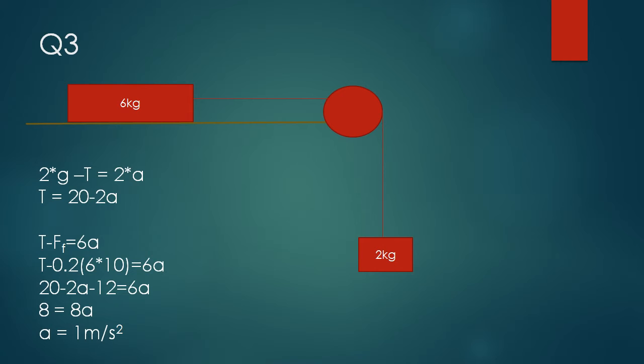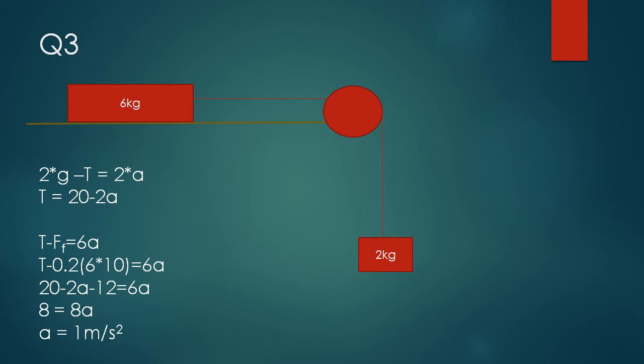If we write it that way, we would have 2 kilograms times the acceleration due to gravity minus the tension of the rope equals the 2 kilogram weight times the overall acceleration of the system. And if we isolate with respect to the variable T, we would have T equals 20 minus 2 times acceleration. Now we can look at our 6 kilogram block. The 6 kilogram block actually has the friction force acting on it as well.